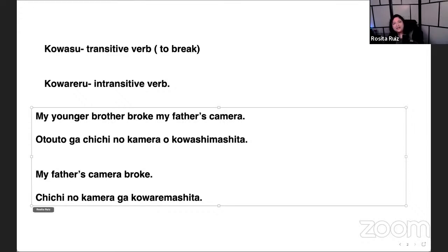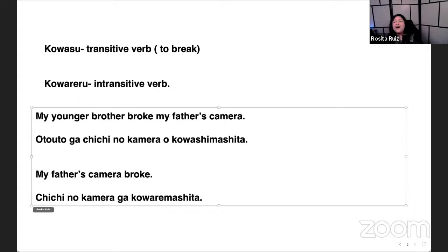So again, the transitive is where we have the thing that is being impacted, the direct object, going to be towards the end of the sentence, and it's going to be identified by using the object particle o. Whereas, if we use the reru form, the direct object is going to serve as the subject that's being impacted, plus the particle ga plus the conjugation of the reru form.